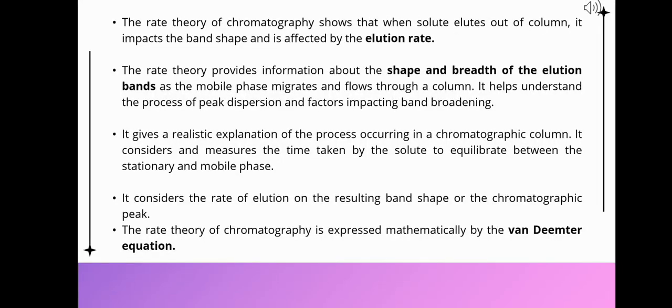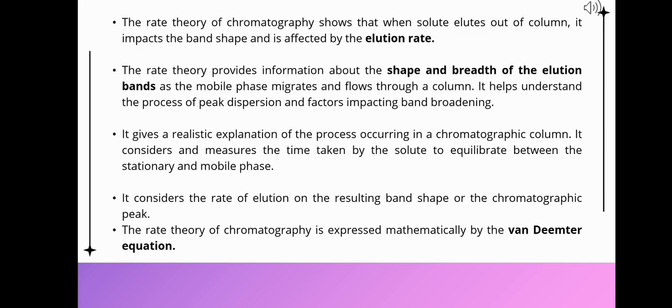The rate theory of chromatography accounts for the fact that solute molecules need time to diffuse and interact with the stationary phase, and it considers the flow rate of the mobile phase. So the rate theory shows that when solute elutes out of the column, it impacts the band shape and is affected by the elution rate. It provides information about the shape and the breadth of the elution band. It gives a realistic explanation of the processes occurring in a chromatographic column. It considers and measures the time taken by the solute to equilibrate between the stationary and the mobile phase.